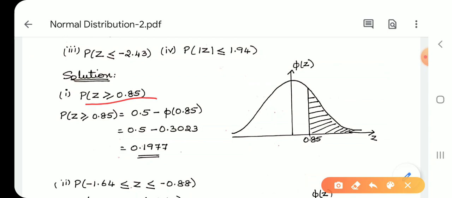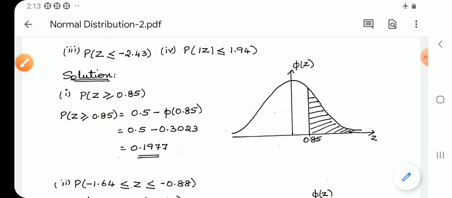We already know that if we draw a normal curve, we get a bell-shaped curve. So if I draw a curve for P of Z greater than or equal to 0.85, I'll get a bell-shaped curve which is shown here. So let us mark the point 0.85. Roughly I get 0.85 here. So Z greater than or equal to 0.85 represents this shaded portion. So we have to find the area of the shaded portion here which is shown in the figure.